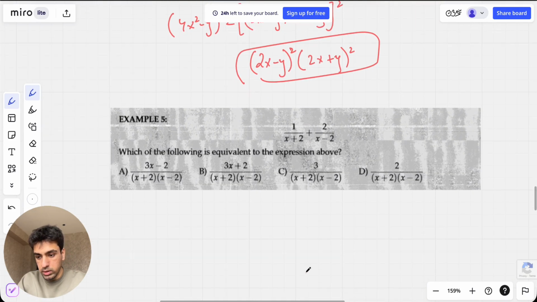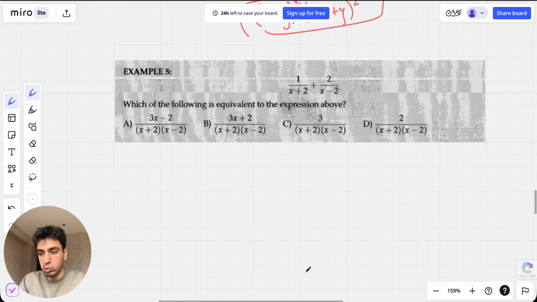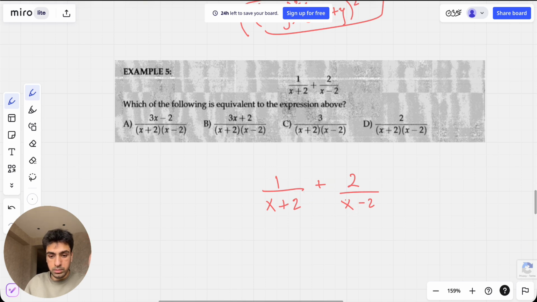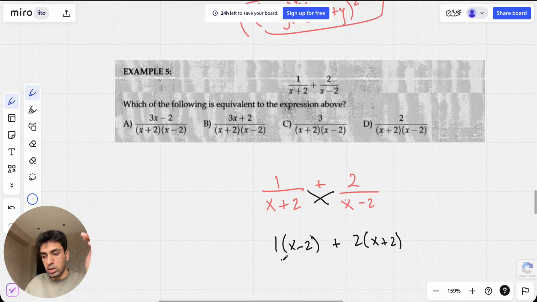Okay, example 5, we have this expression. We need to see which one is equivalent. Now, if you have two fractions like this, we need to find a common denominator. What you can do is cross multiply. So we have 1 over x plus 2 over x minus 2. We can cross multiply. So we will get 1 times (x minus 2) plus 2 times (x plus 2), and then divided by the product of these two denominators. So that's going to give us (x plus 2) times (x minus 2).